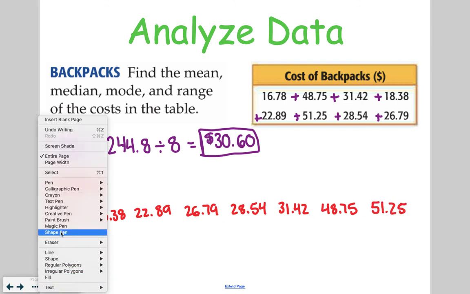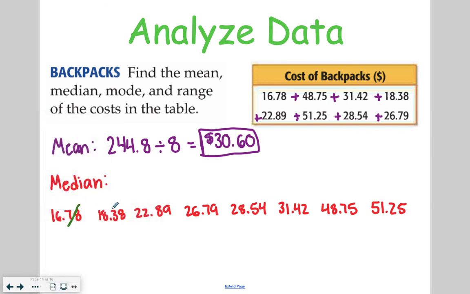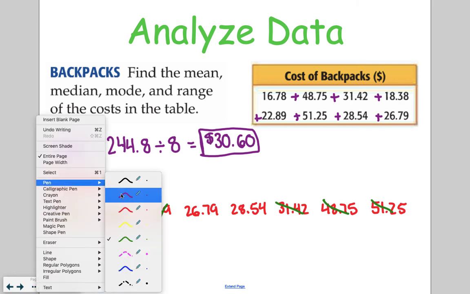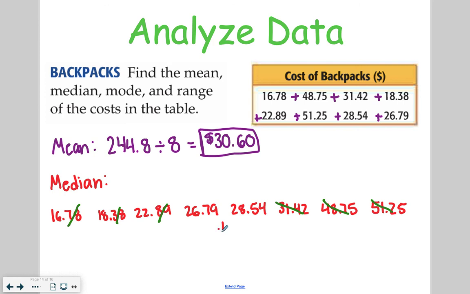Then you need to go through and do your crossing out. So smallest, biggest, smallest, biggest, smallest, biggest. Now we run into a little bit of a problem because if I crossed out the smallest and the biggest again, there'd be nothing left. When this happens, in order to finish finding the median, what you need to do, if you end up with two numbers in the middle, is do 26.79 plus 28.54, or whatever the numbers are, put that in parentheses, and then divide by 2.